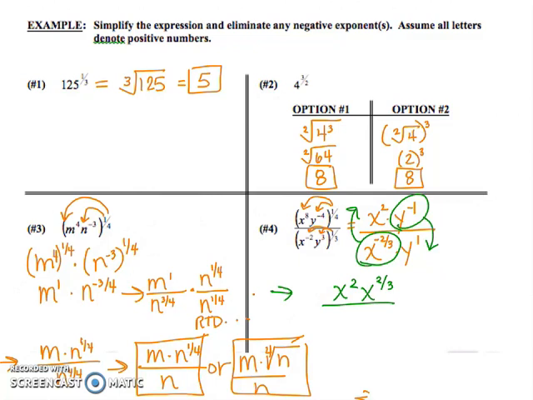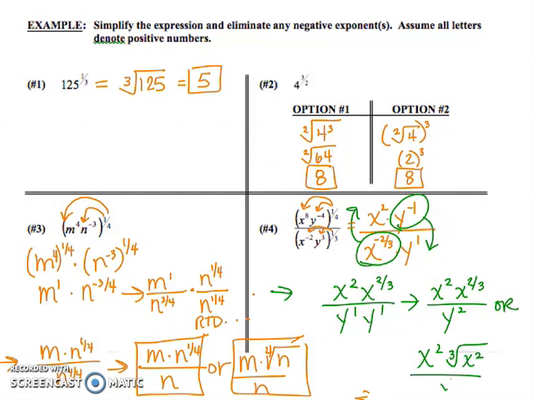Now, to simplify this a little bit, I can either write this as x squared, and then I can leave this as x to the 2/3. That's one option. And then I can write this as y squared on the bottom. Or I can write this as x squared and then the cube root of x squared, with y squared on the bottom. Either of these would be correct notation.